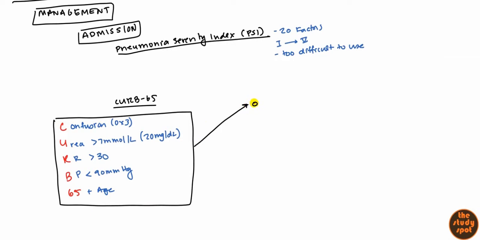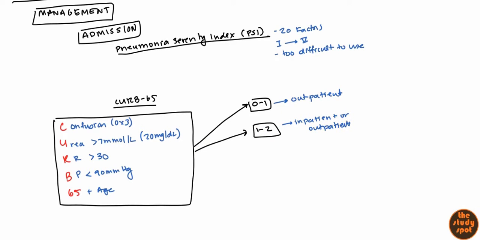Now, if they score between a 0 and 1, you can generally treat them as outpatient. If they score 1 to 2, then you just want to use your clinical judgment whether you want to admit them or not, so they could be inpatient or outpatient. And if it's 3, 4, or 5, then you just want to go ahead and admit, and you might want to even consider ICU. So ICU has criteria as well.